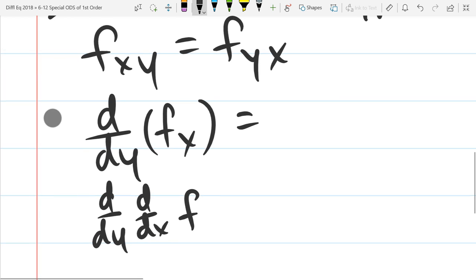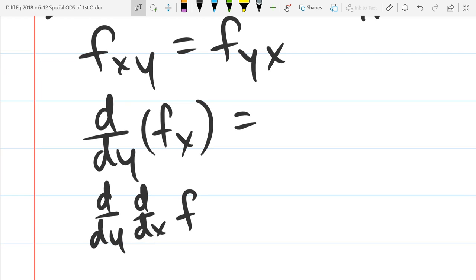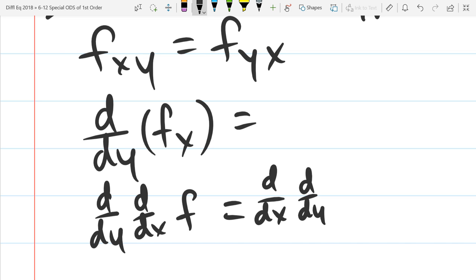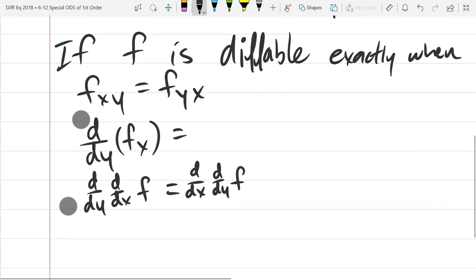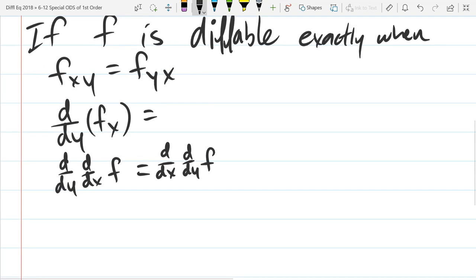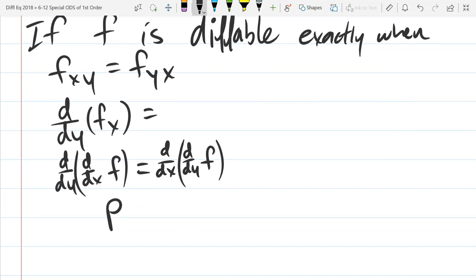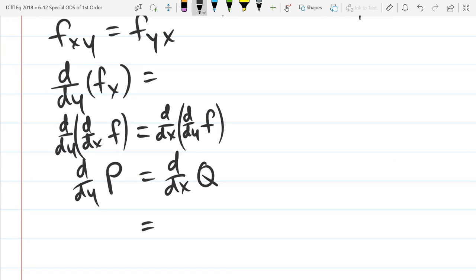So that's really what fxy is. It's really the x derivative first, y derivative second. And I'll do the same thing on the other side. We got d dx, then d dy of f. And if we look above this right here, the x derivative of f was p, and the y derivative of f was q. So we'll shorten this down a little bit, and this is just py equals qx. This is the condition we're going to check to see if this is an exact ODE.